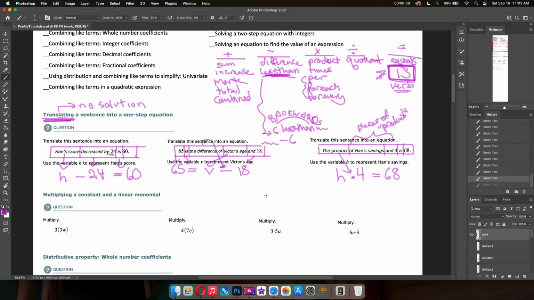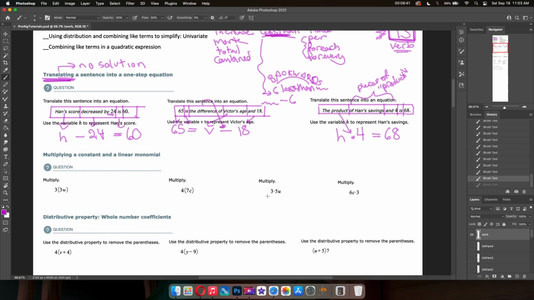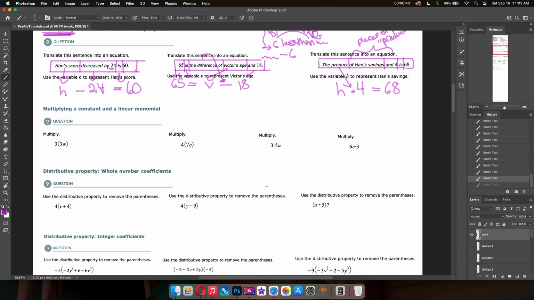Now we're going to scroll down a little bit, and now we start to get used to the actual algebra. So multiplying a constant. So you're going to see this a lot in math language. Constant is a fancy word for a number. Monomial is some, I'll call it a letter number combo, so that the vocabulary will make sense. So here, that's a number, that's a constant. Here, that's a letter number combo, that is a monomial.